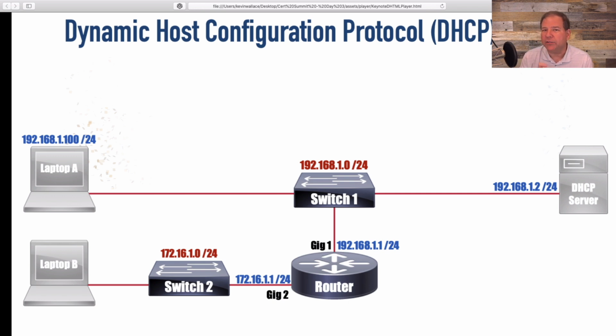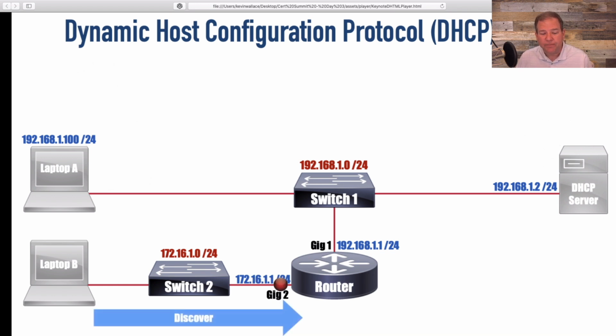However, take a look at laptop B down at the bottom. It has a router separating it from the DHCP server. What's going to happen when we send out that Discover broadcast? A broadcast does not cross a router. What happens? That Discover broadcast, poof, it gets dropped.